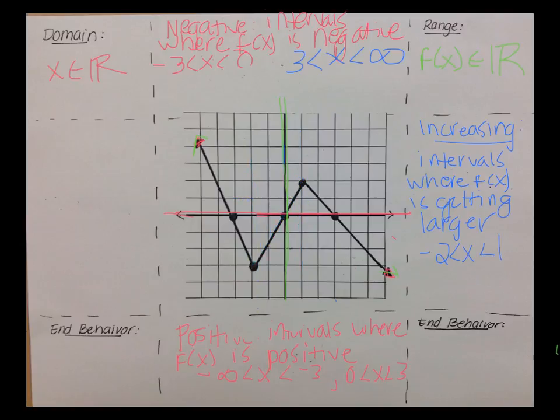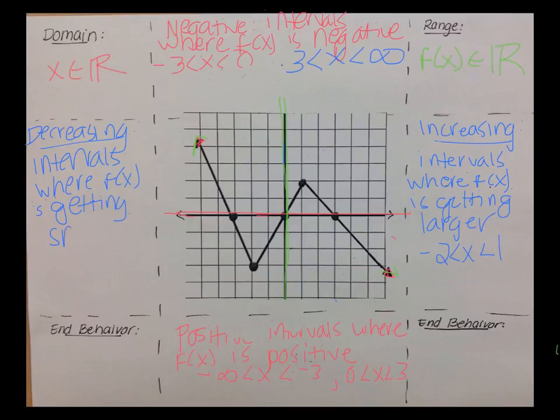Now we're going to look at where the function's decreasing. So decreasing are the intervals where f of x is getting smaller. So again, we go on our roller coaster ride. So here, I'm decreasing. On this part of the function, I'm decreasing. I'm going down. And then again, I increase until this point, and then from here, I go down again. So I have two intervals where my function is getting smaller.